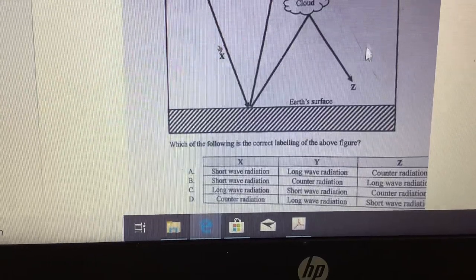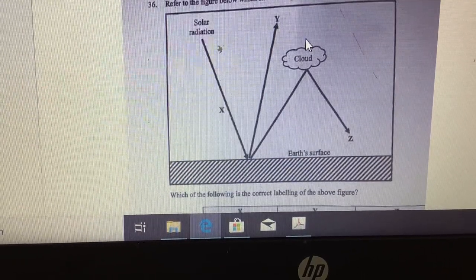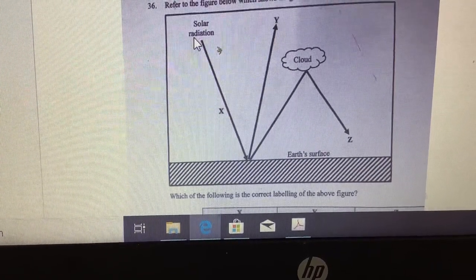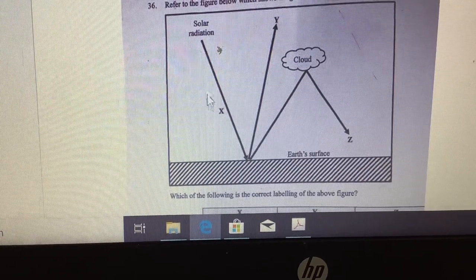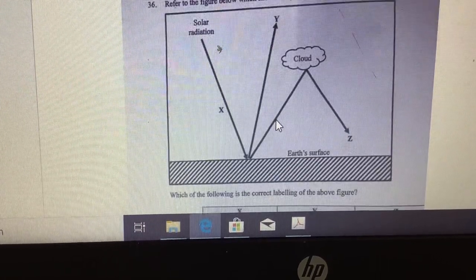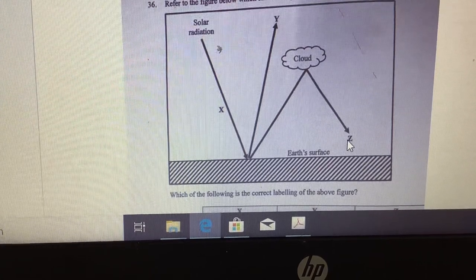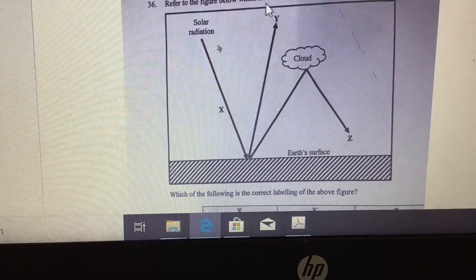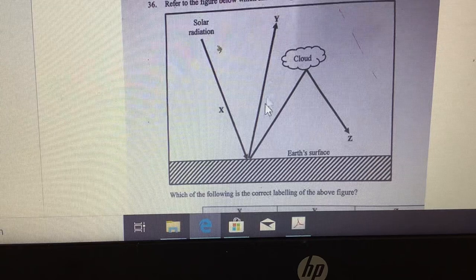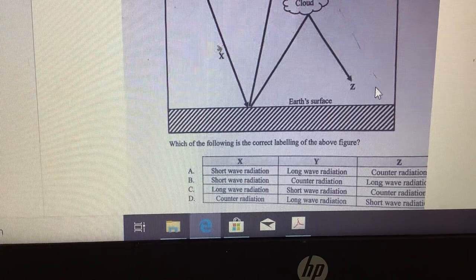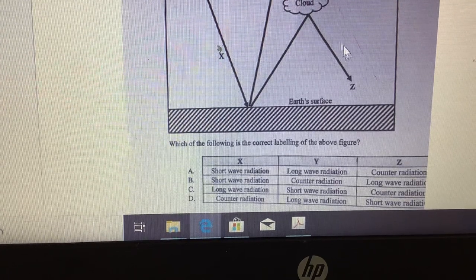This one, please bear in mind. This one for the 2017 and 2019 DBQ already asked you for 3 marks. X, you can see, is short wave radiation or long wave radiation? Short wave radiation. Previously, in CP6, I told you to start with EZ. Let's check out whether starting with EZ is faster or not. Go back. Well, it should be long wave radiation. How about EZ? Counter radiation.